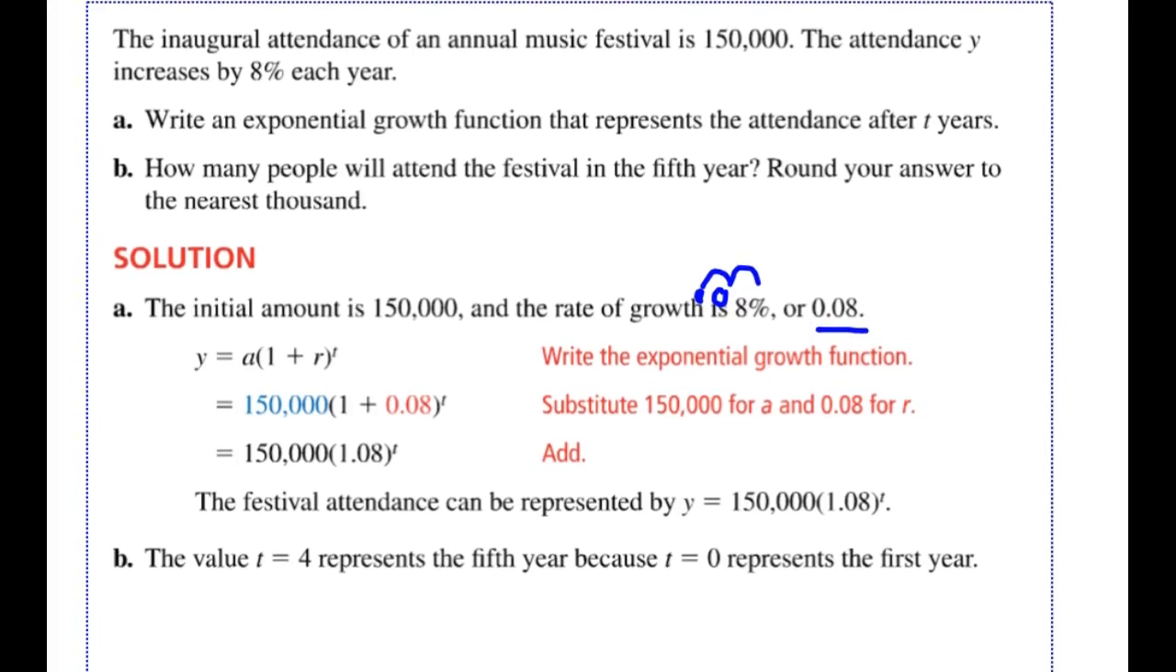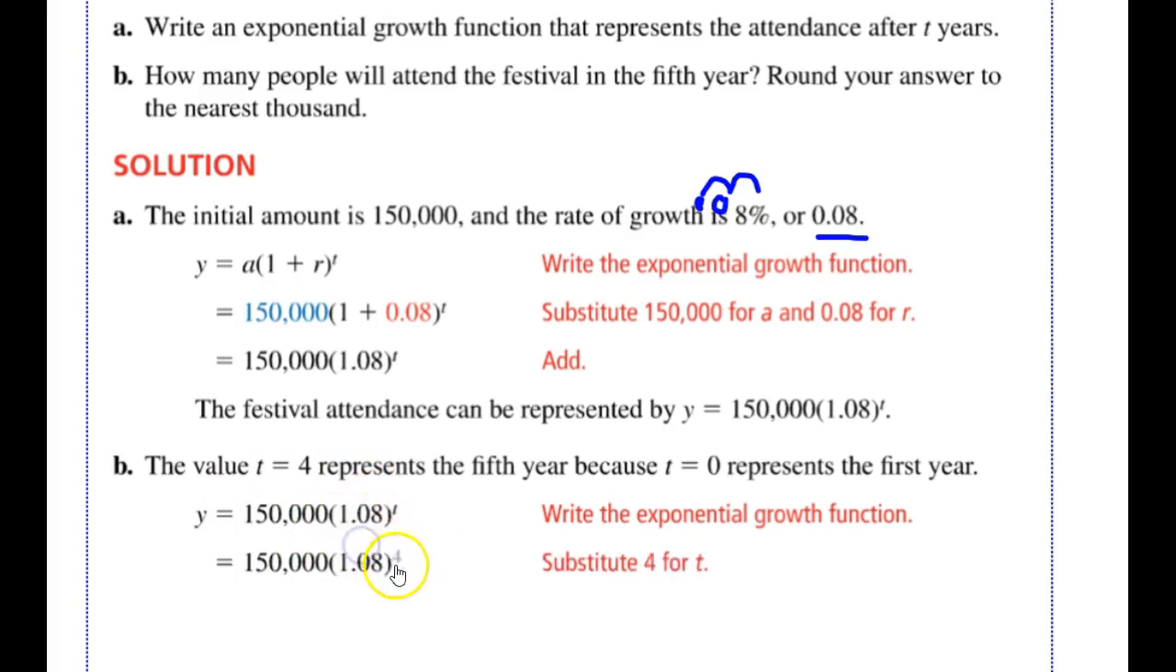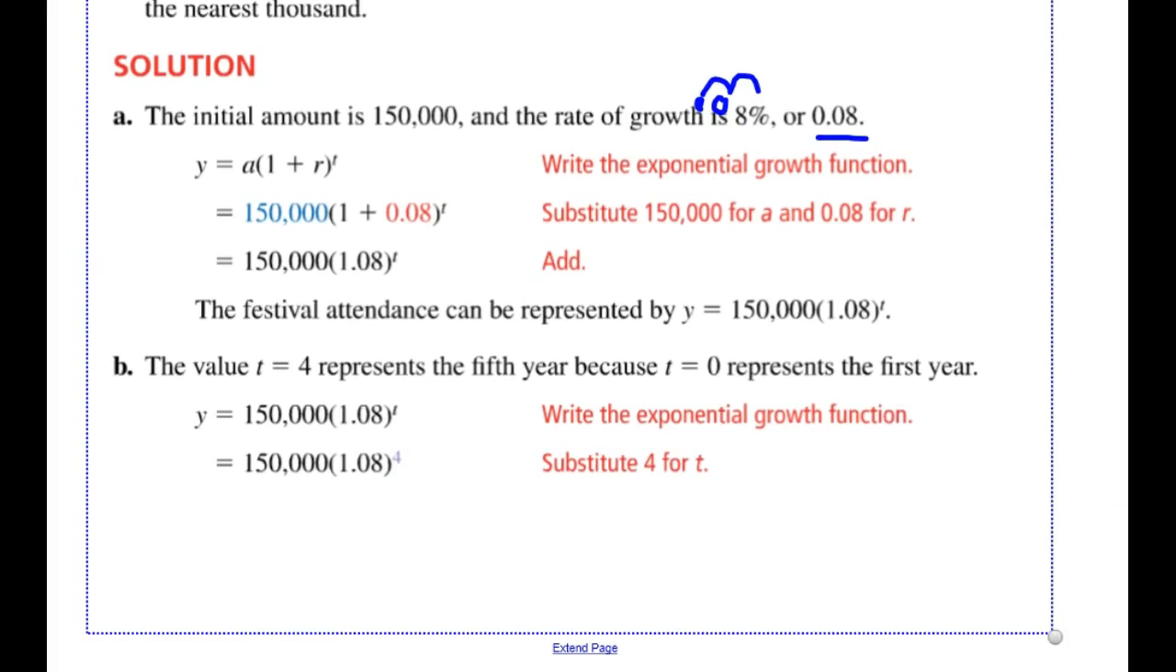Then in part B, I was asked to find the 5th year. Here's the thing that we have to keep in mind. We're going to use t equals 4, because when t equals 0, that's the first year. Remember, anything to the 0 power is 1, and so that would give us our initial amount in the first year. So we're talking 4 more years. That's what this t equals 4 is. So I have my function that I found above, and all I do is substitute 4 in for t, and then I go ahead and simplify that.